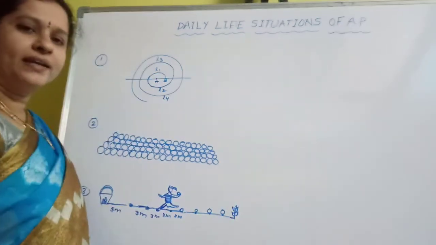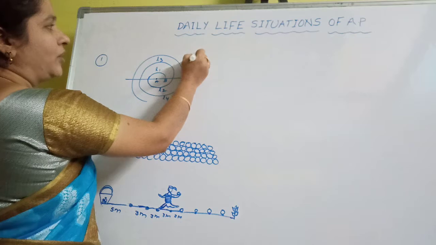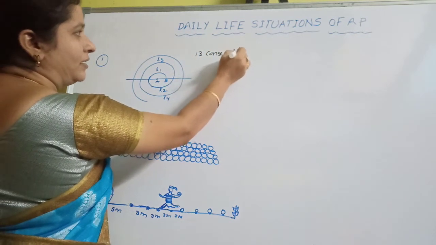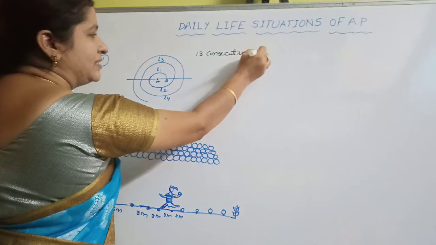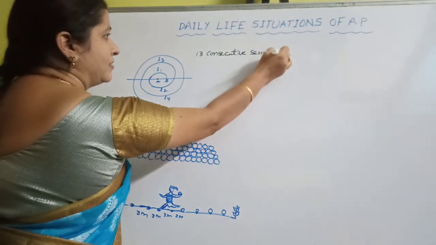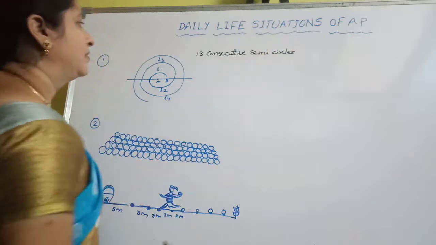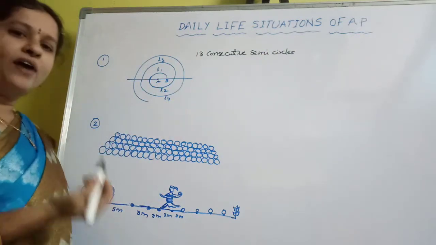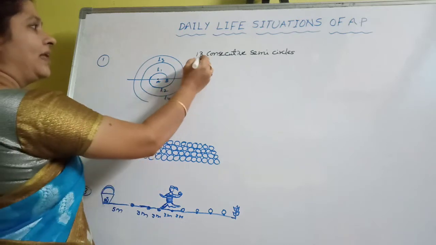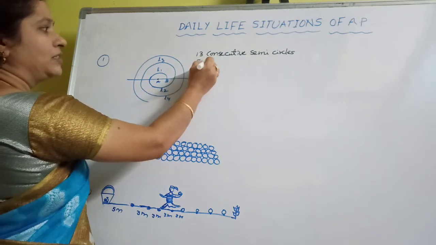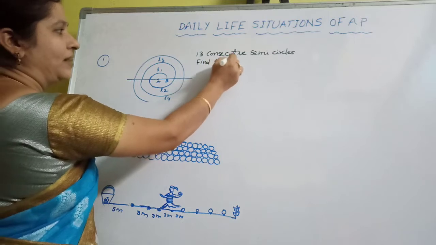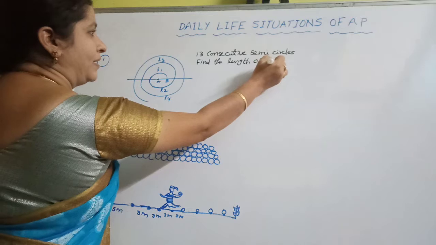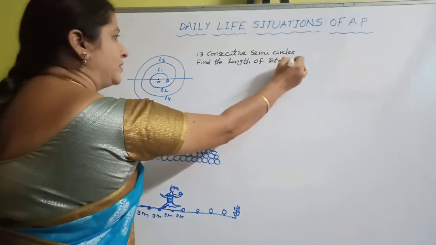Here in this question, 13 consecutive semicircles are formed like a spiral. So what is the question? Find the length of the total spiral. So that is the question.